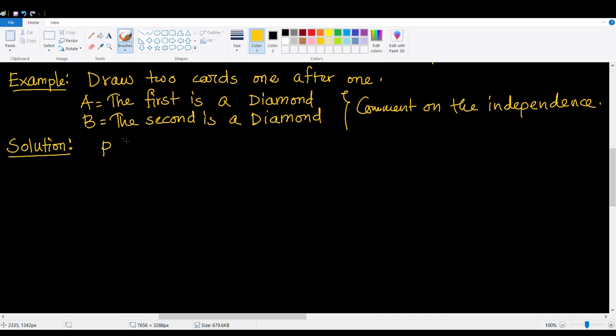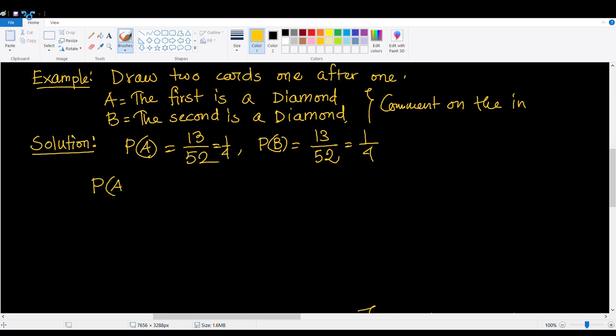So now we are going to determine P of A again. So what is the probability for the first card to be a diamond? So we know that there are 13 diamond cards there. So 13 by 52, just like the last example here. So similarly, for the second card to be a diamond, the probability would be 13 by 52.